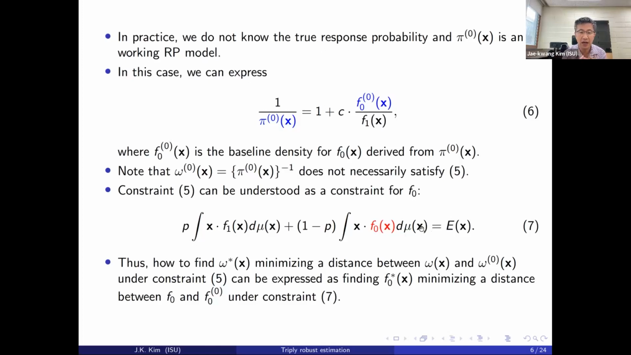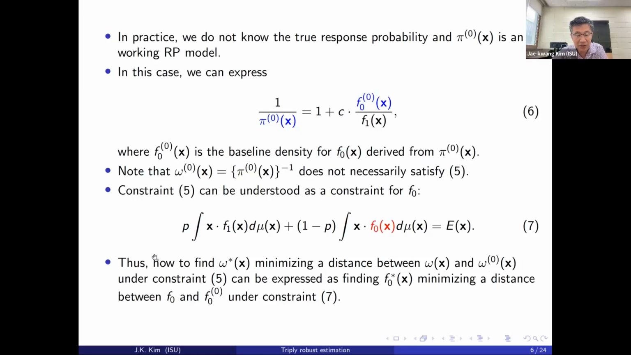So now we have a very well-defined optimization problem. Basically, how to find omega star, minimizing a distance from omega and omega null. Omega null is a working model which does not necessarily satisfy the covariate balancing constraint, because if it were the true model, then it should satisfy the covariate balancing property. But since we don't know the truth, we only have a working model. So it makes sense to impose the covariate balancing constraint onto the working model, so that we put it as a constrained optimization problem.